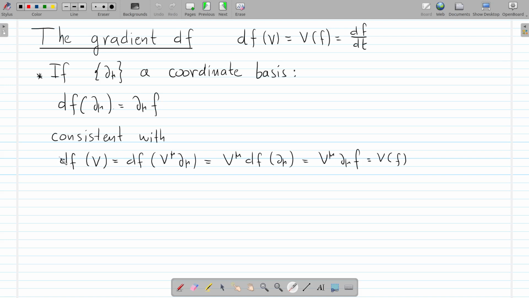This is consistent with the definition of the action on any vector v, because here we can substitute for v its expression as a linear combination in the basis d mu, and because this is a linear operation, then this is given by the action of df on each vector d mu separately. But this is the partial derivative of f with respect to x mu, and you remember that this expression here is equal to the action of v on f.